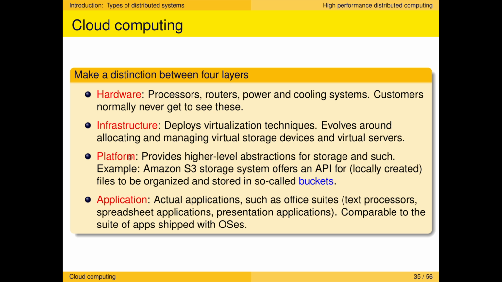When we talk about platforms, it provides you a higher level of abstraction for storage and processing. So the Amazon S3 storage system is an example of that. It just provides you an API. You just place your files in what they call buckets, and that's it. You don't care how it's managed, how it's backed up, what happens if a disk fails, whatever. All of these are managed by the platform.